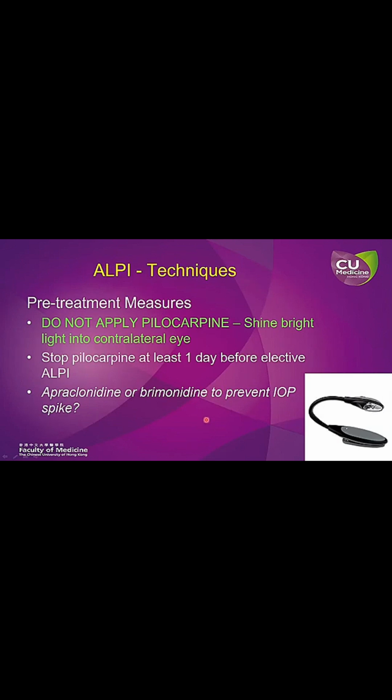In some texts, it is described that you can use pilocarpine to constrict the pupil before applying ALPI, but personally, I do not do that. What I do is I apply a bright light into the contralateral eye. By doing this, I induce a pupillary constriction, thereby allowing me to access the far peripheral part of the iris with laser applications. And immediately after the laser, I can remove the bright light, allow the pupil to go back into a more physiological state, and so I can immediately reassess the drainage angle for any residual appositional angle closure.